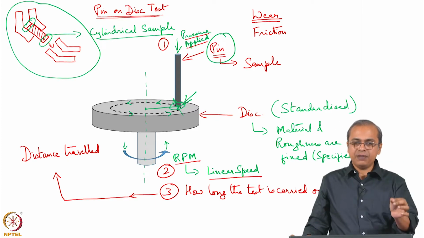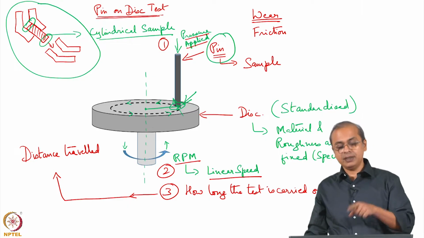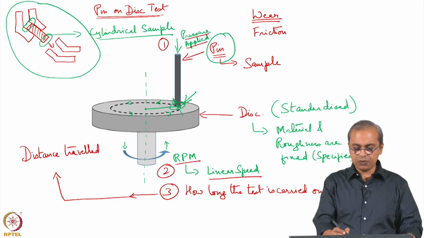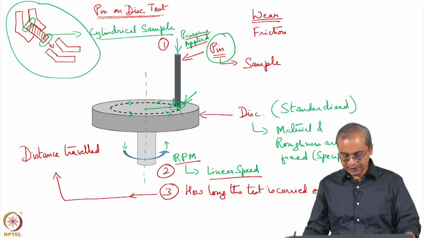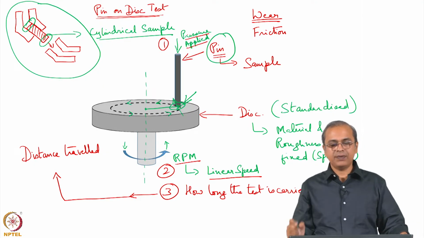So, if you want to test it for 10 minutes, you put the sample down there for 10 minutes, press it against the disc for 10 minutes at some pressure that you have fixed. So, you fix the pressure with which you are pressing down on it, you set the RPM, wait for 10 minutes, then you know that it has travelled a certain distance.